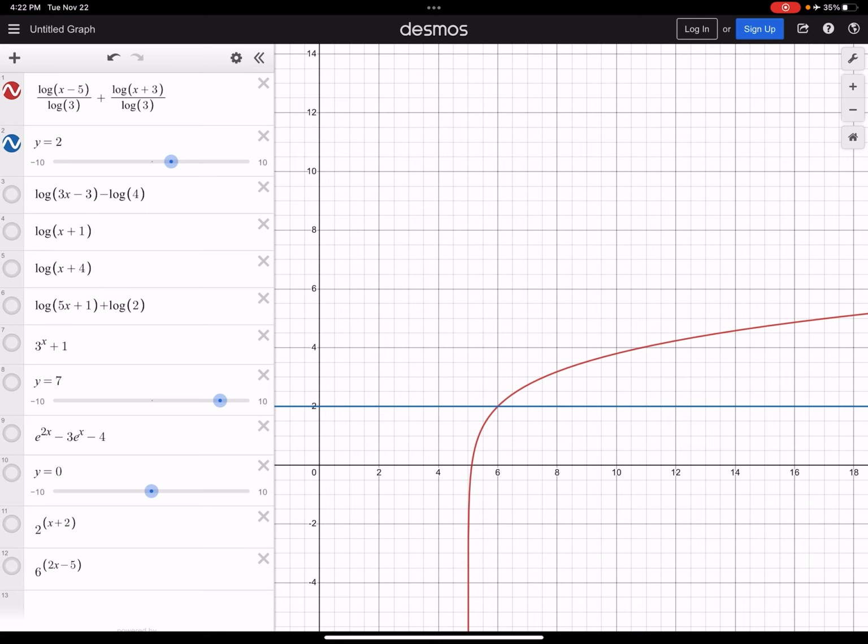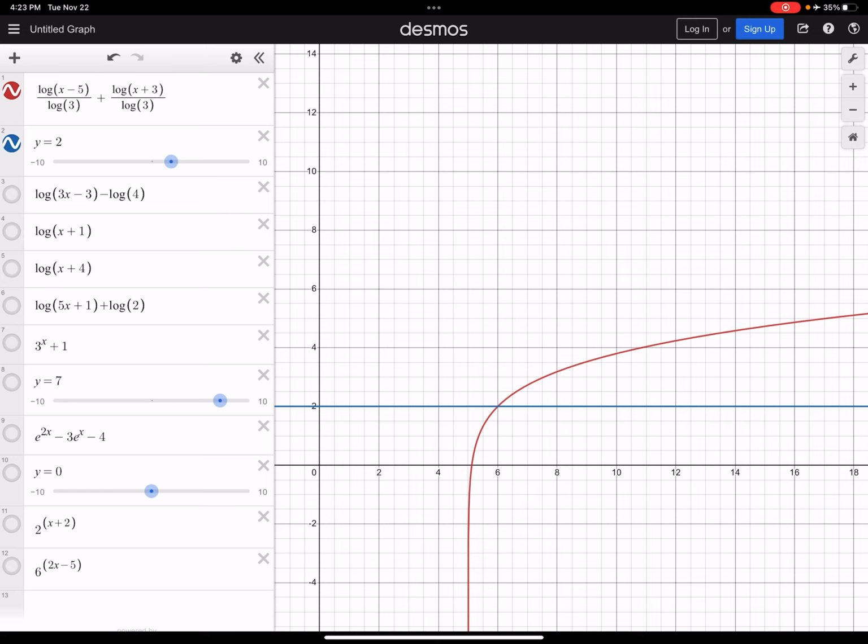Now you might be looking at what my graphs look like. The functions I've put in here, I have used the change of base formula. So if you look at my red line, the function I've used, I've done the change of base already. So I did the log of x minus 5 over the log of 3, and I'm adding that to the log of x plus 3 over the log of 3. And that's just our change of base formula.